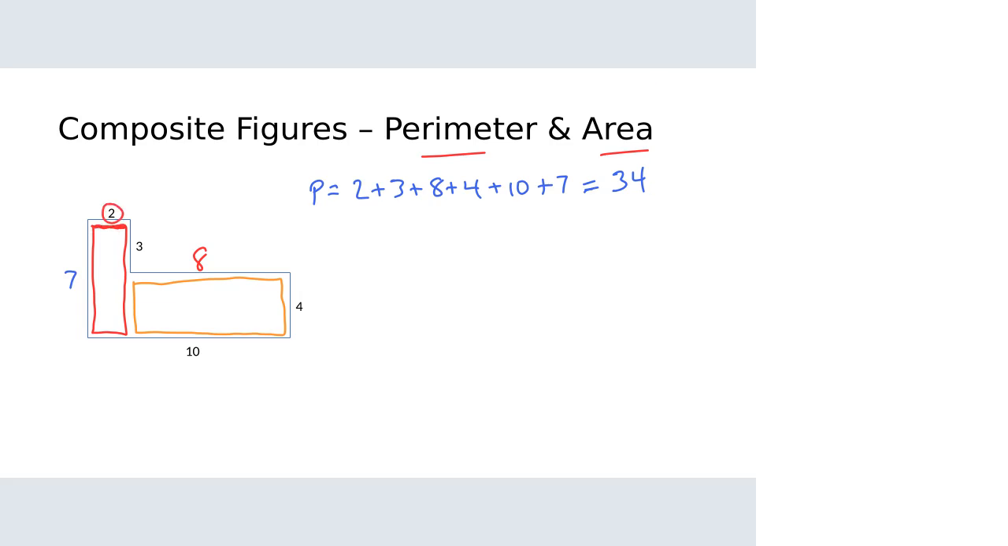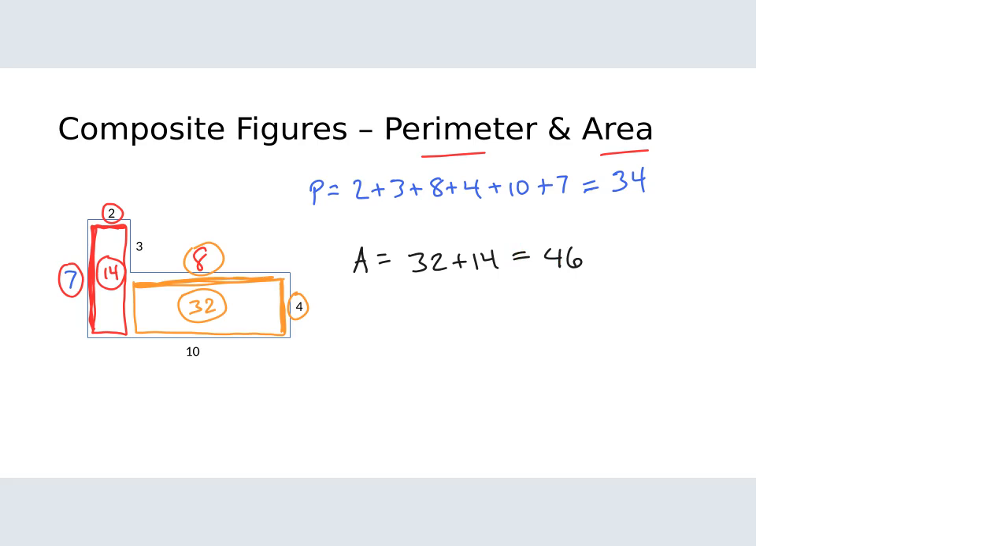Now, my width is 2, but my height isn't 3 anymore. Now my height of this rectangle is the 7. So this area would be 14. And then when I look at the orange rectangle, sure, the height is still this 4, but the length isn't 10 anymore. Now the length of this rectangle is 8. And so I'll have 8 and 4. This has an area of 32. And so altogether, the area of my shape will be the 32 plus the 14 is 46. Sure enough, it's the same thing I got the other way.